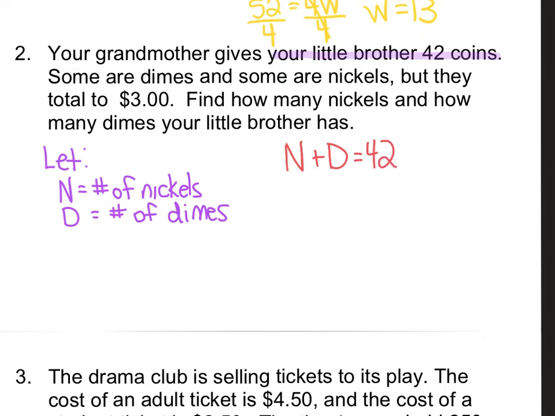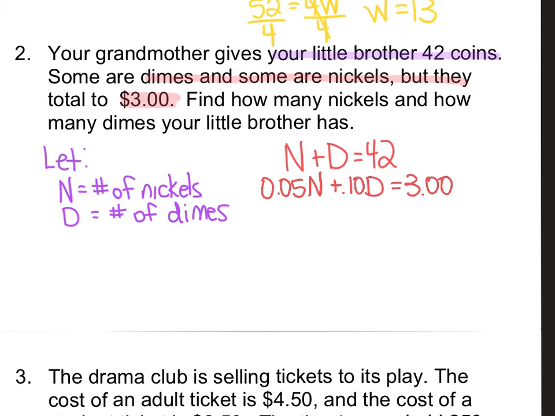Now, this is where it's a little bit different. It tells us that some are dimes and some are nickels, but they total $3. Because it gives us a value, we also have to give value to our nickels and to our dimes. What I mean by that is we know that a nickel is worth 5 cents, so I have to put a value on those nickels. Each nickel is worth 5 cents. I also know that dimes are 10 cents each, so I have to put a value on those dimes as well because I am dealing with the cost of something.